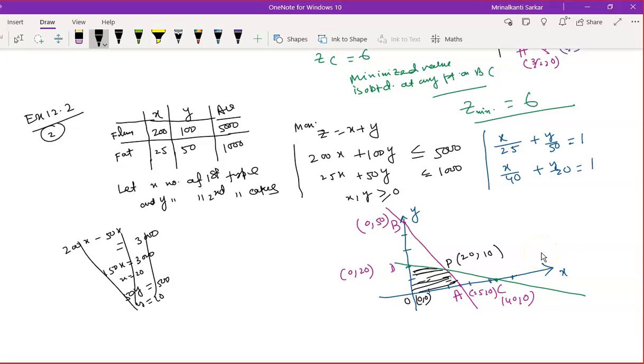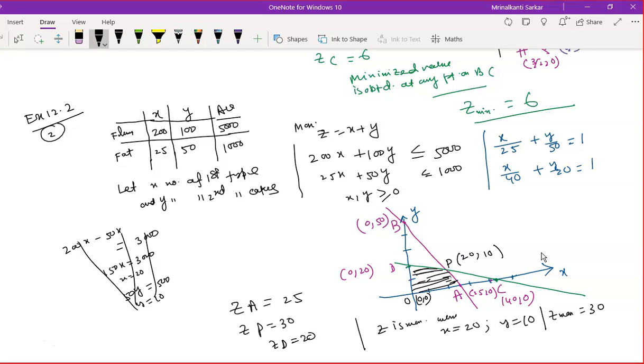Then we consider the maximum value at each corner point. At A, Z is 25. At P, Z is 30. At D, Z is 20. Obviously, Z is maximum when x equals 20, y equals 10, and Z max is equal to 30.